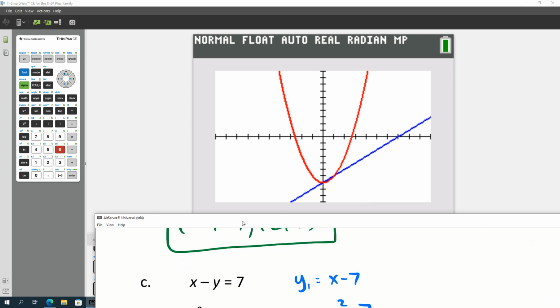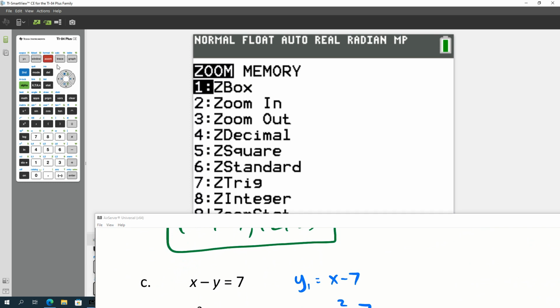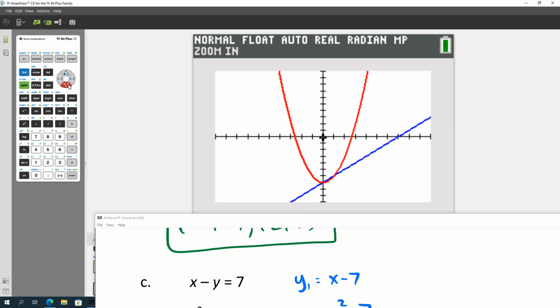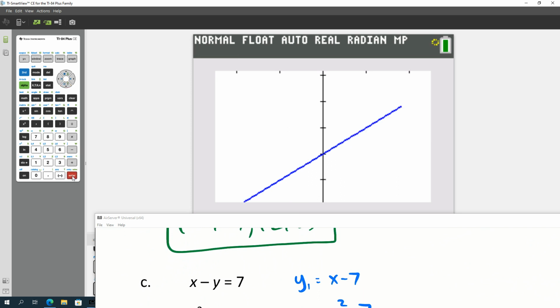Now with mine, because you can see the red and the blue, you can kind of tell there's 2 different places where they cross. With yours, you might not be able to tell because it's all the same color. Anyway, you can zoom in if you want to. So I hit zoom 2. And then I'm going to move that little guy close to what I want to look at and hit enter. So you can tell there's 2 places.